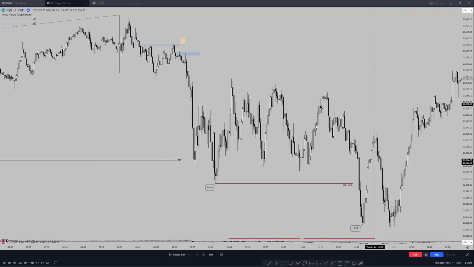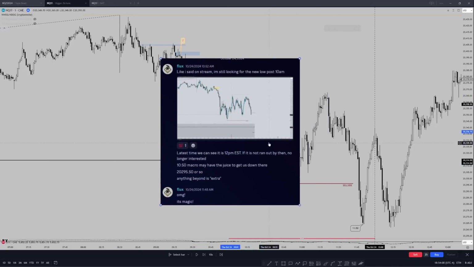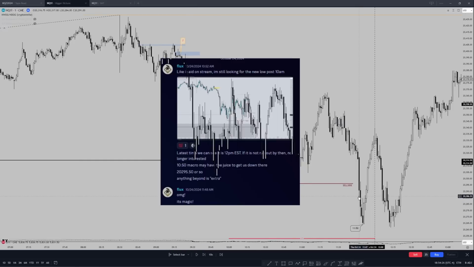And let me pull up the predictions chat. I'll screenshot exactly what I said to the private group from Thursday. Post it up here. Like I said on stream, I'm still looking for a new low past 10 a.m. Latest time we can see it is 12 p.m. Eastern Standard Time. If it is not ran out by then, no longer interested. Anything beyond is extra. And then eventually after that, you can see with my facetious stuff, we ran it out at 11:48, right there.